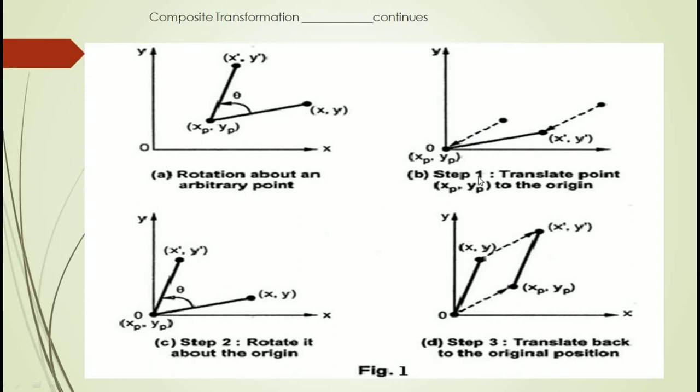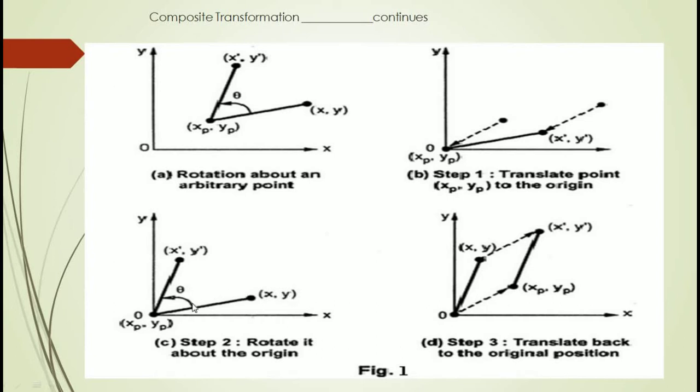So here the first step is to translate point (xp, yp) to the origin. We have moved (xp, yp) to our origin, and after that the second step is to rotate it about the origin. You have to rotate this point x and y through some angle theta, and then it moves back to its original position.